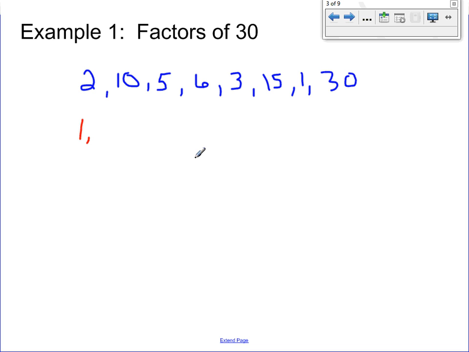And I'm going to do this so I don't have to write it out first, because I could always write these factors out and then just write them now in numerical order: 1, 2, 3, 5, 6, 10, 15, 30. But to me, that's a wasted step to write them out like that. So I'm going to write the factors out as I think of them.